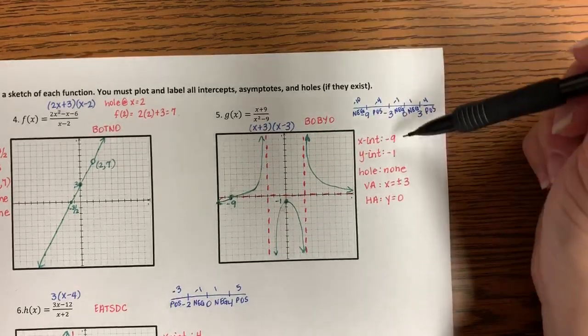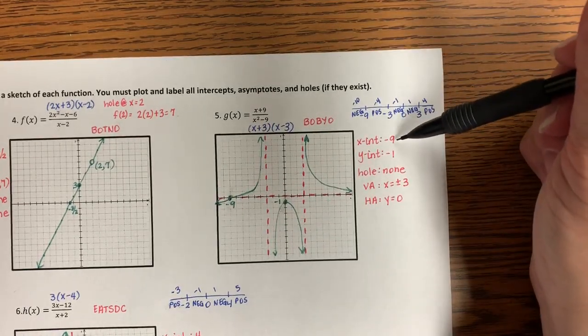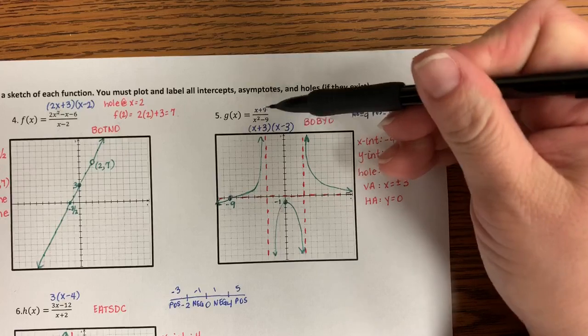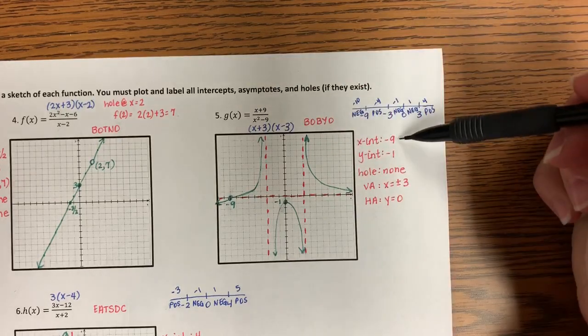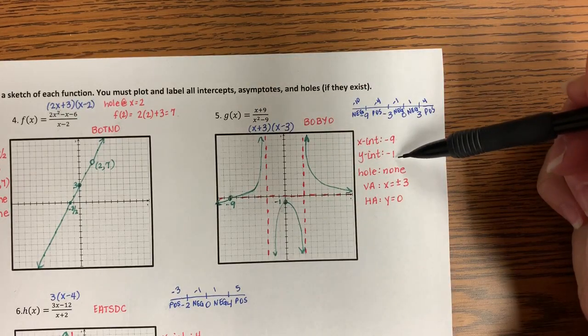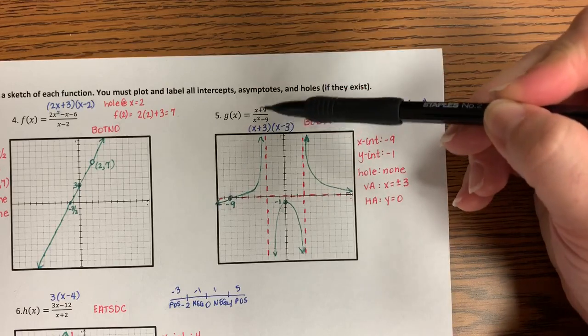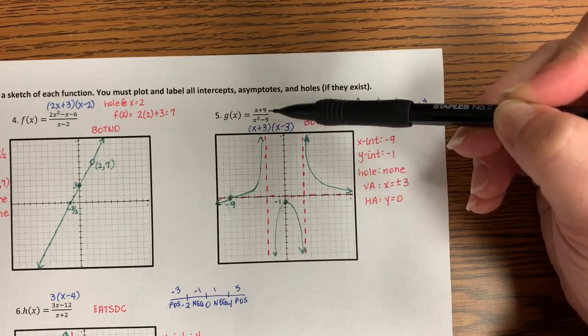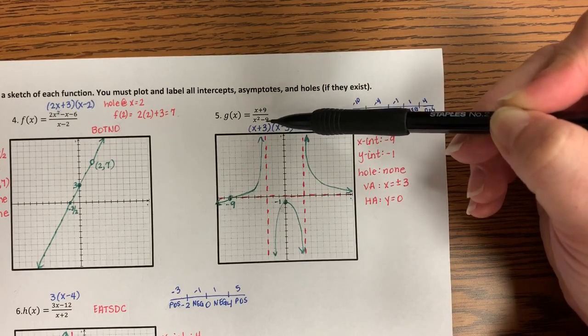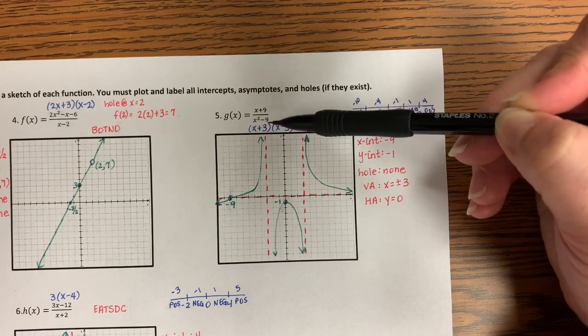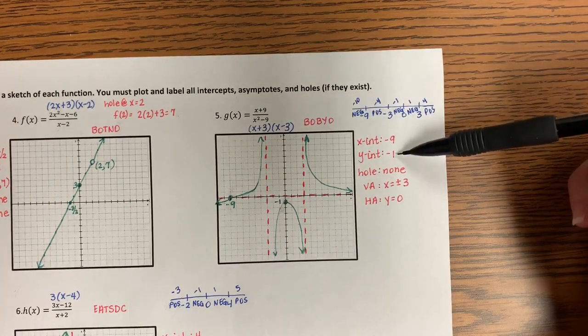So let's go x-intercept. X-intercept is when you set the top equal to 0. So x plus 9 equals 0. Move the 9 over, you get x equals -9. The y-intercept is when you plug in 0 for all of your x's. So you have (0 plus 9) divided by (0 squared minus 9). So you end up with 9 divided by -9, which is -1.